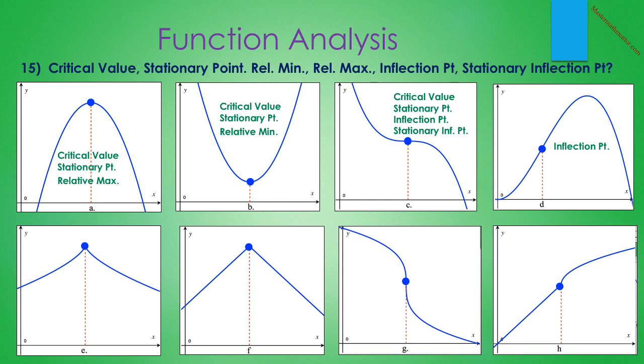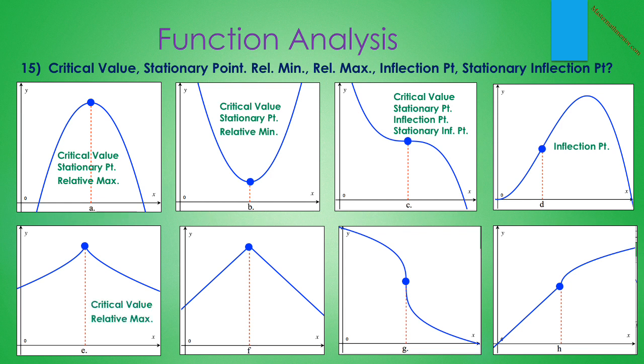On D, the tangent line is certainly not horizontal, so it is not a critical value. However, it does appear to be an inflection point, as it appears to be concave up to the left and concave down to the right. Inflection points are always difficult to determine by eye.